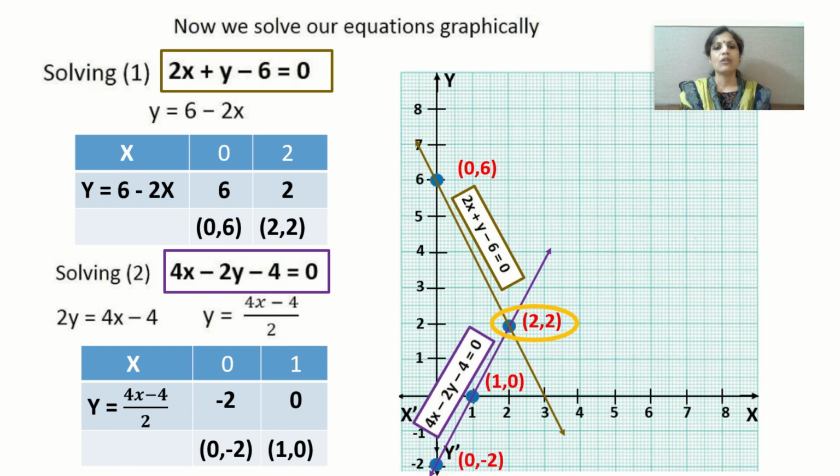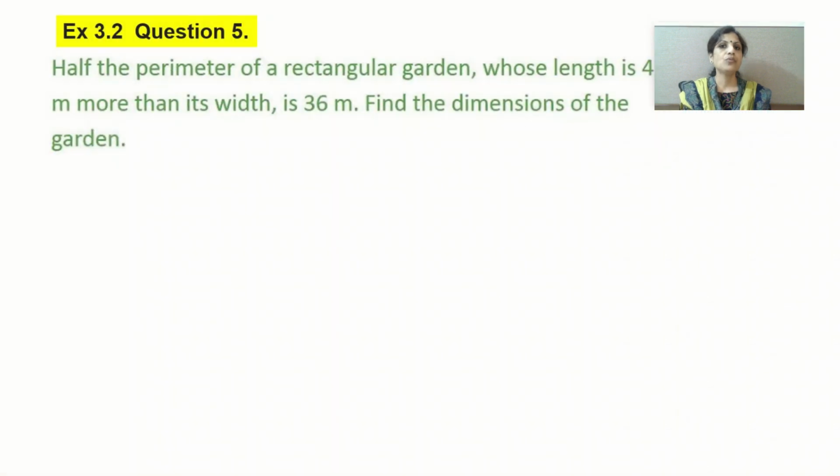Alright, now moving to the next sum. This is exercise 3.2 and question number 5. Question is, half the perimeter of a rectangular garden whose length is 4 meter more than its width is 36 meter. Find the dimensions of the garden. Now dimensions means what we have to find out? We have to find out length and breadth, and the perimeter is given to us.